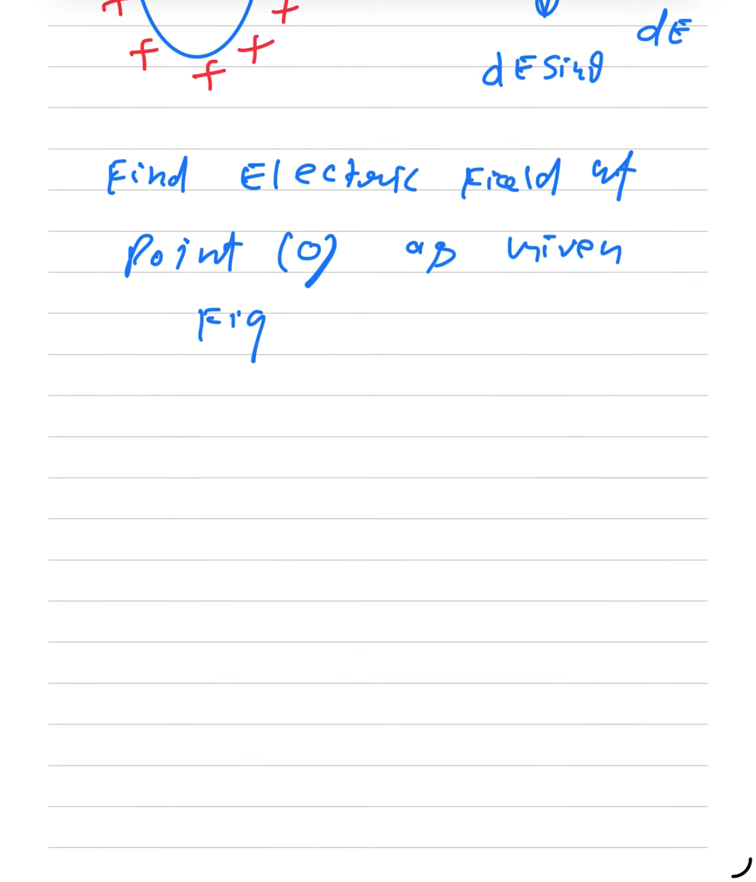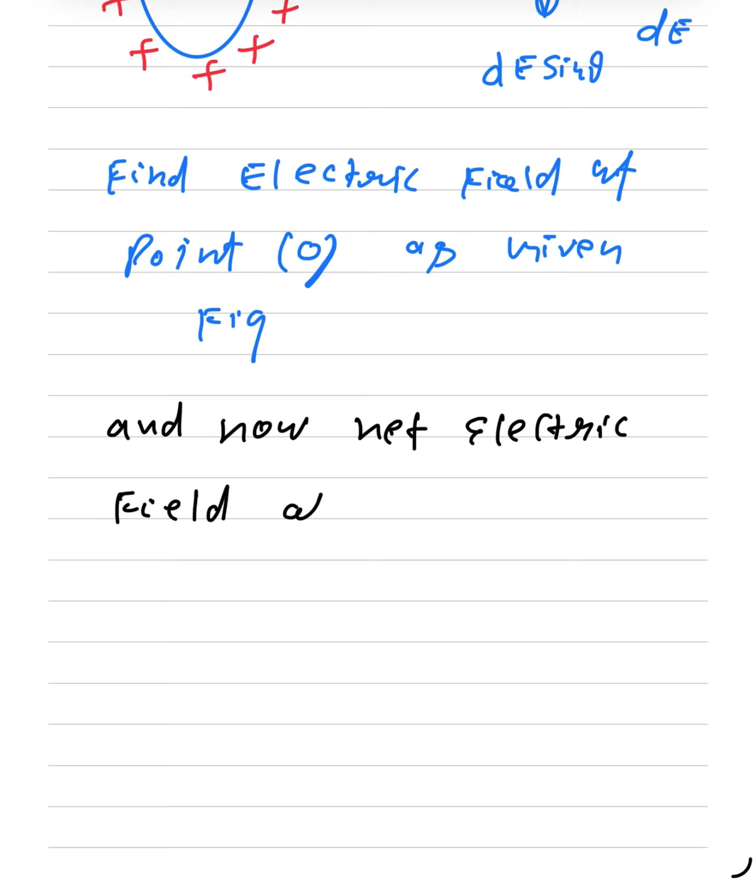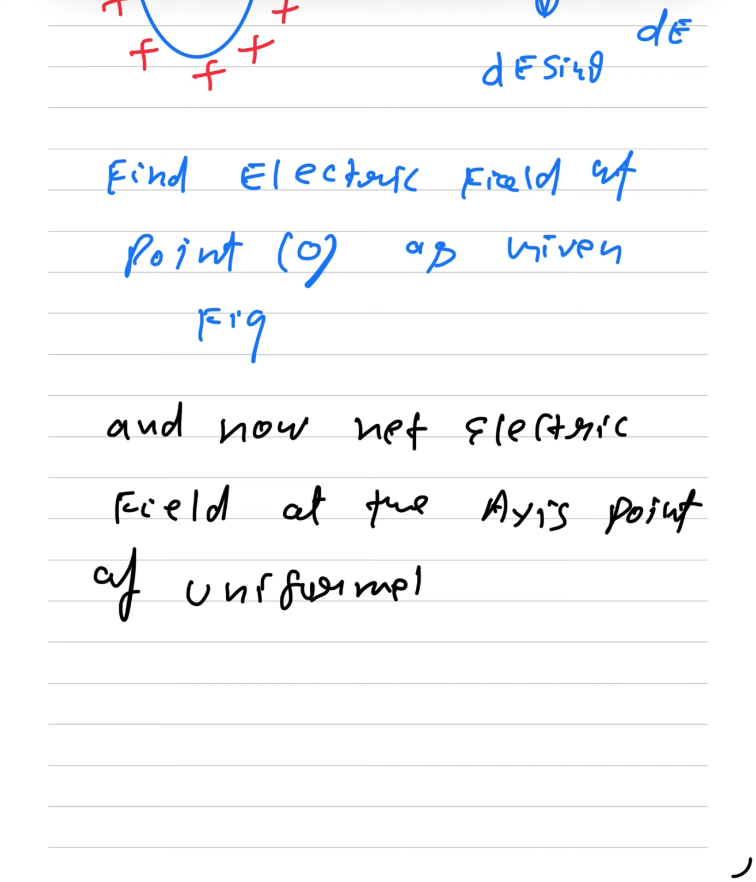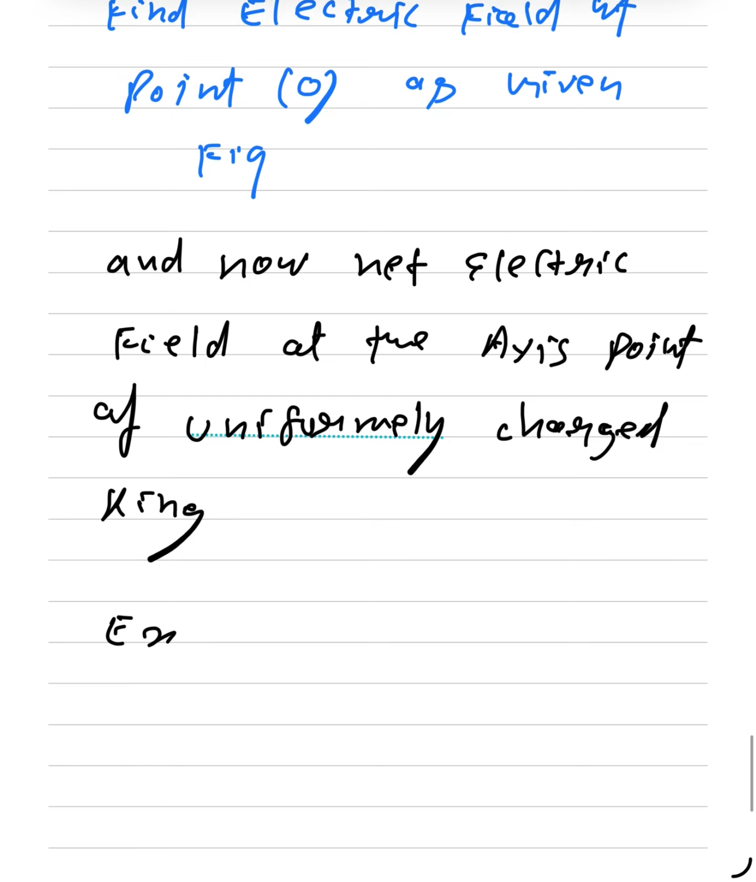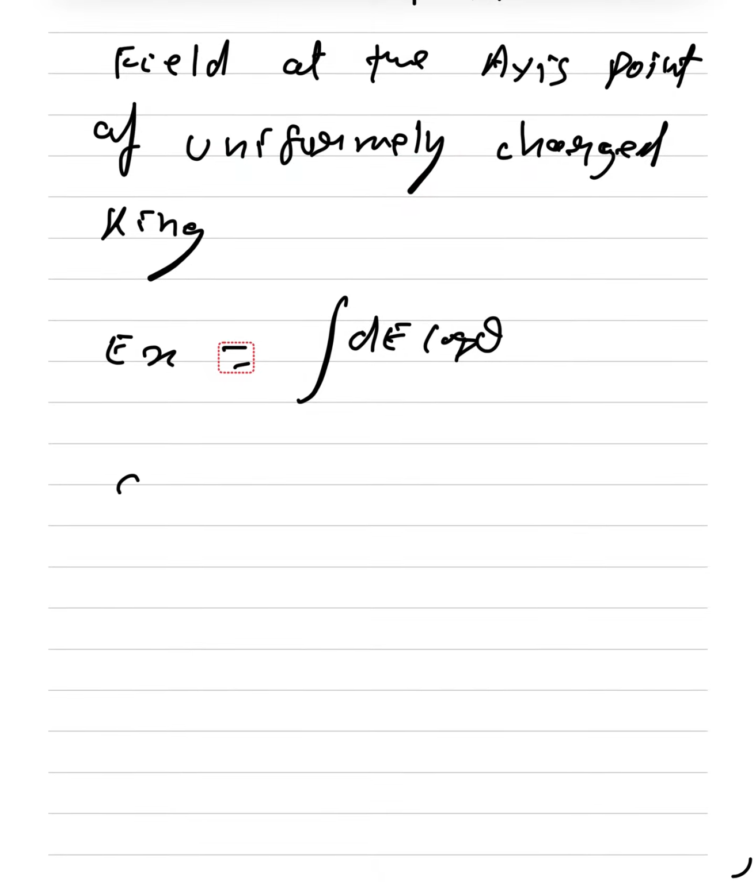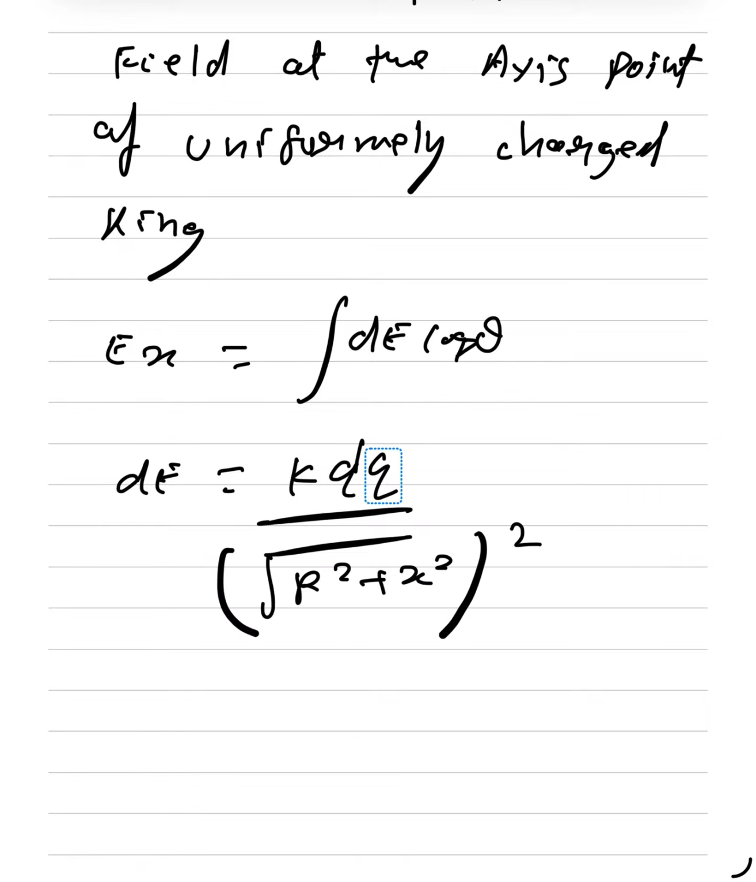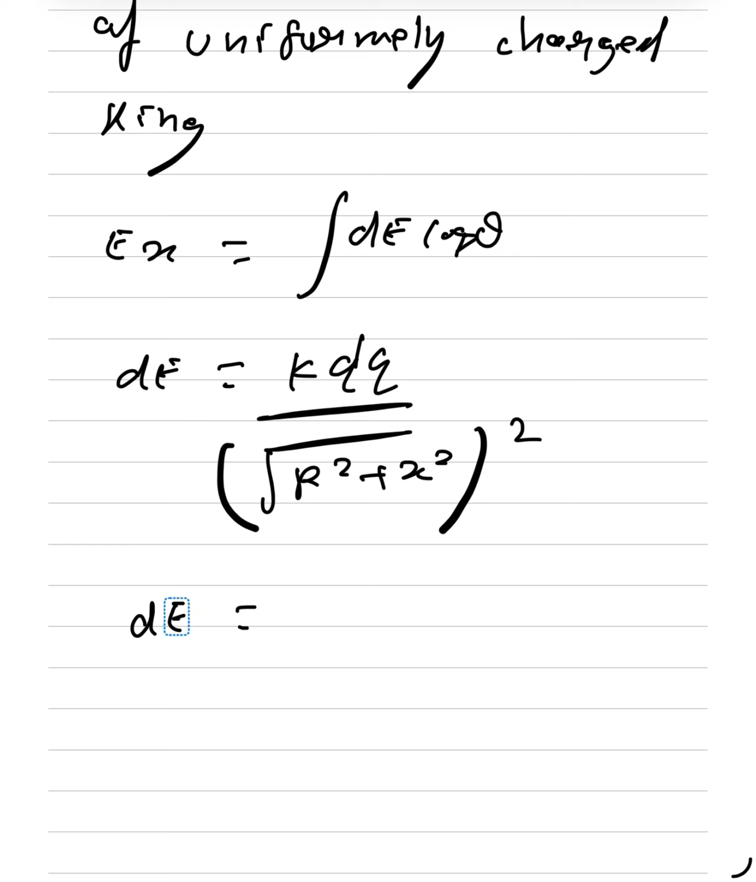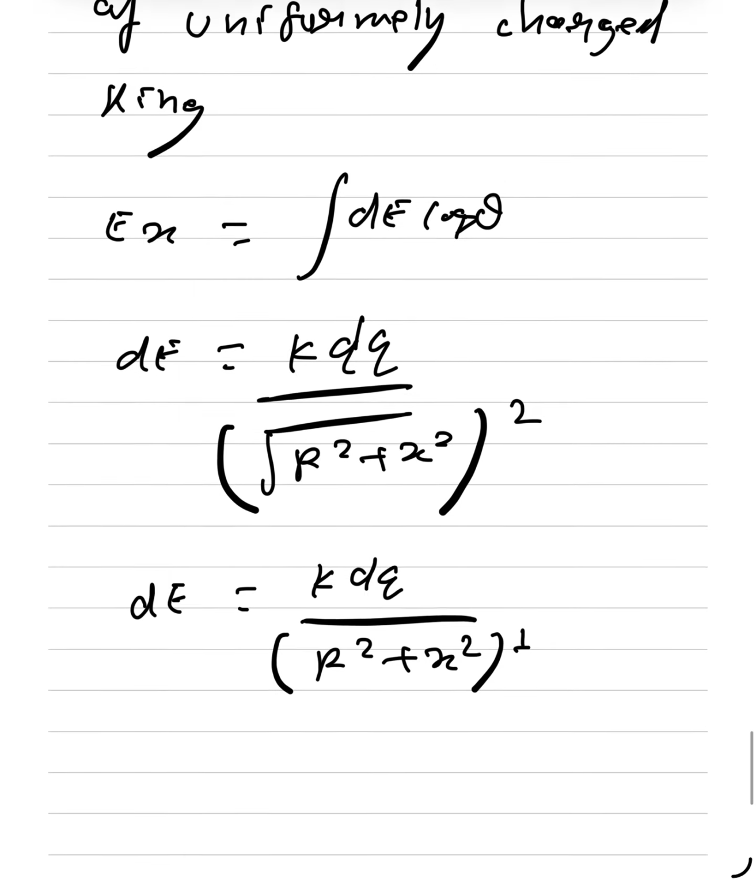Net electric field at the axis point of a uniformly charged ring along the x direction is the integration of dE cos theta, and the value of dE equals k times a small amount of charge dq divided by distance square, meaning the distance is the square root of r square plus x square, whole squared. So the small electric field due to a small element dq is k times dq divided by r square plus x square to the power 1, and this value is put here.